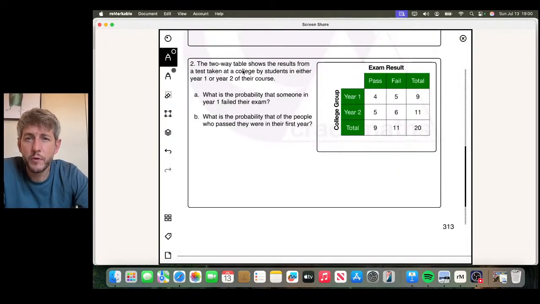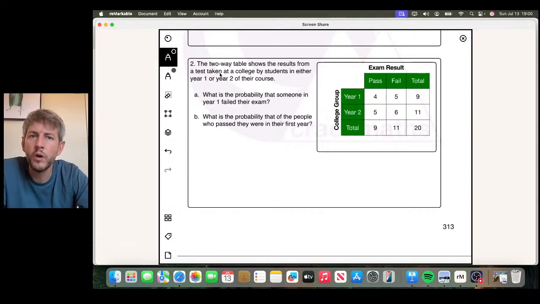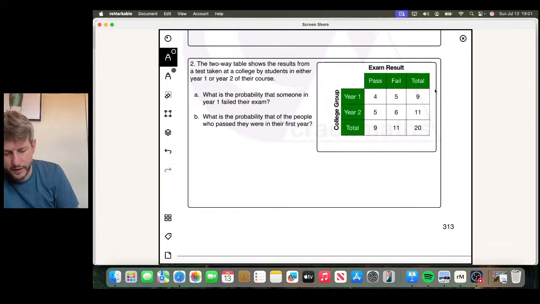Question 2. The two-way table shows the results from a test taken at college by students in either year 1 or year 2 of their course. A. What is the probability that someone in year 1 failed their exam? Okay, somebody in year 1 failed their exam. So there's 9 people in year 1 and 5 of them failed.